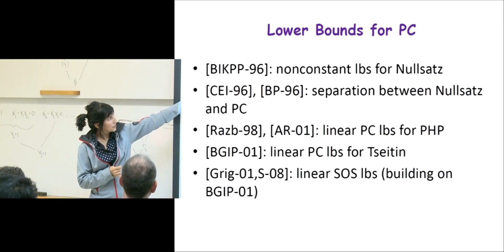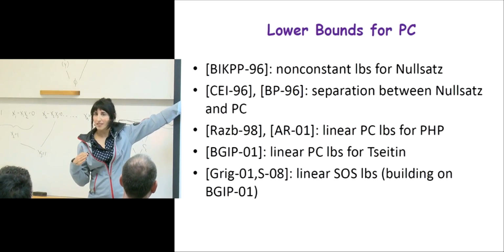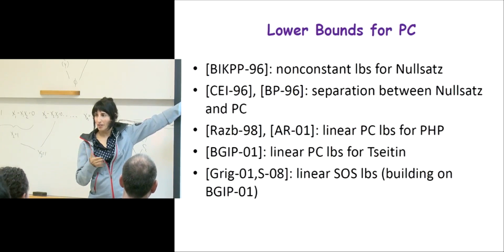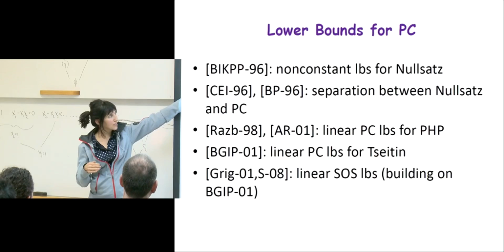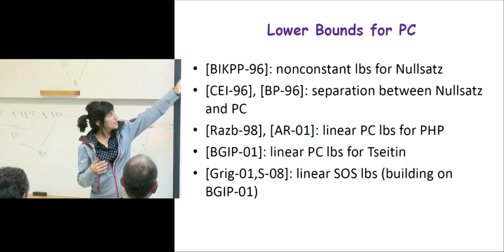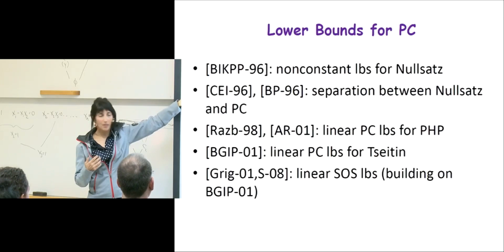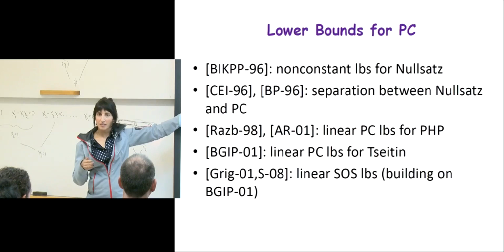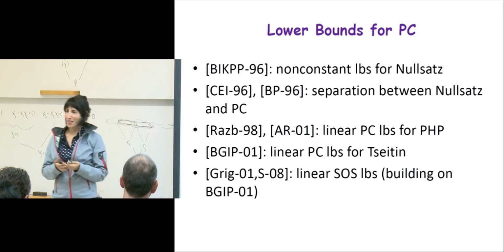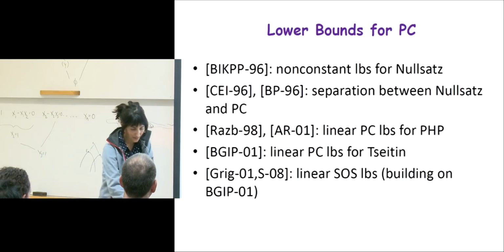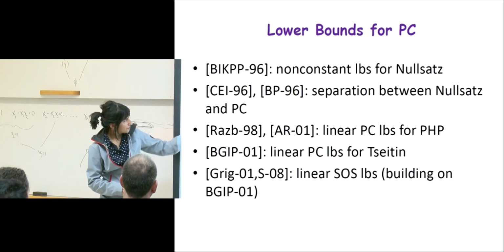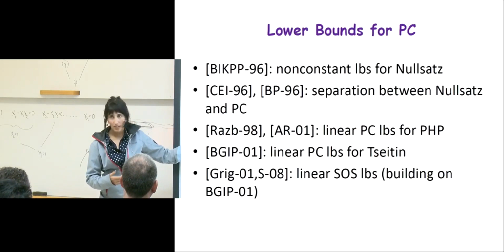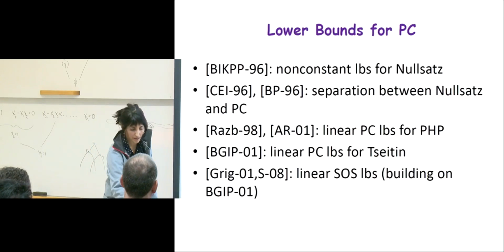So Razborov proved the lower bound for the pigeonhole principle by a very clever way of understanding what the Gröbner basis truncated to degree d looks like. It's not an easy proof at all. It's the only way we know how to prove lower bounds for the pigeonhole principle. It's easier to prove lower bounds for Nullstellensatz than it is for polynomial calculus. But for certain other tautologies, these Tseitin ones or random CNFs, it's actually much easier to prove polynomial calculus lower bounds, because it's easier to describe the basis. And then Grigoriev built on this linear lower bound to prove lower bounds for semi-algebraic proofs. I'll tell you a little bit about that in a minute.